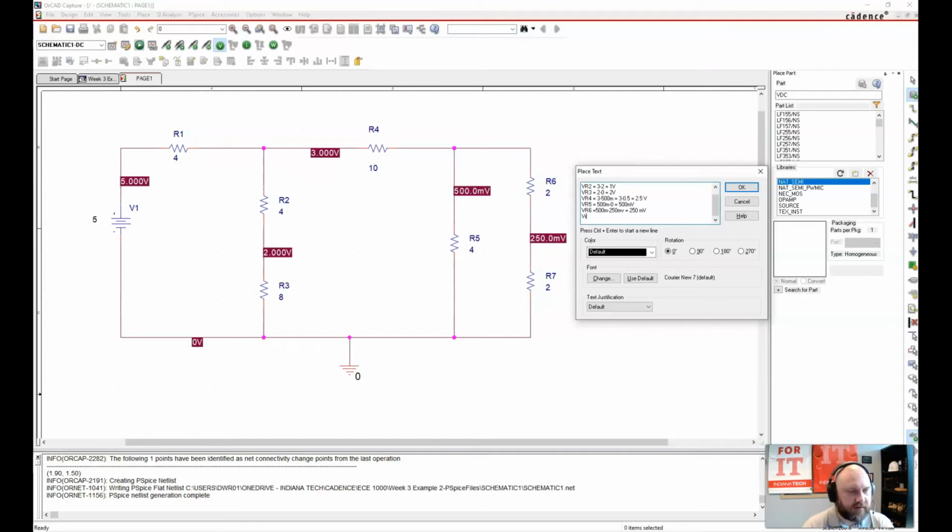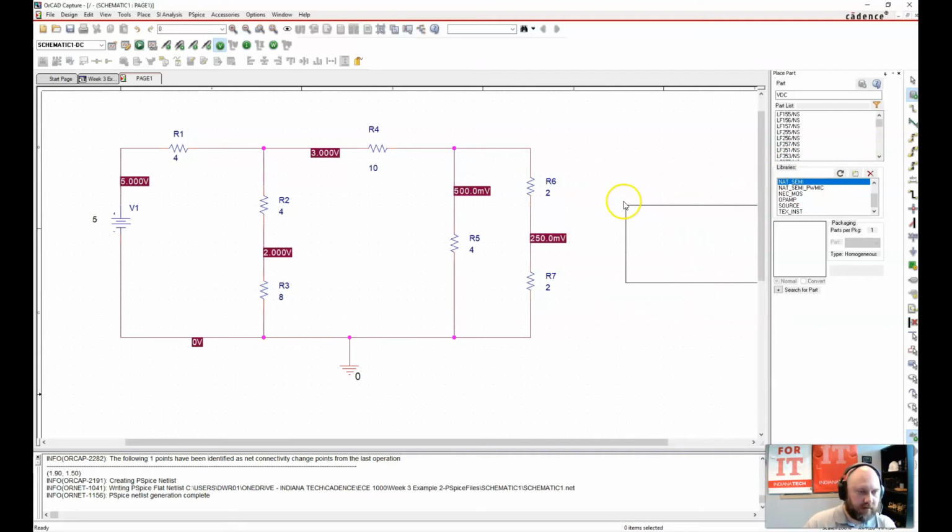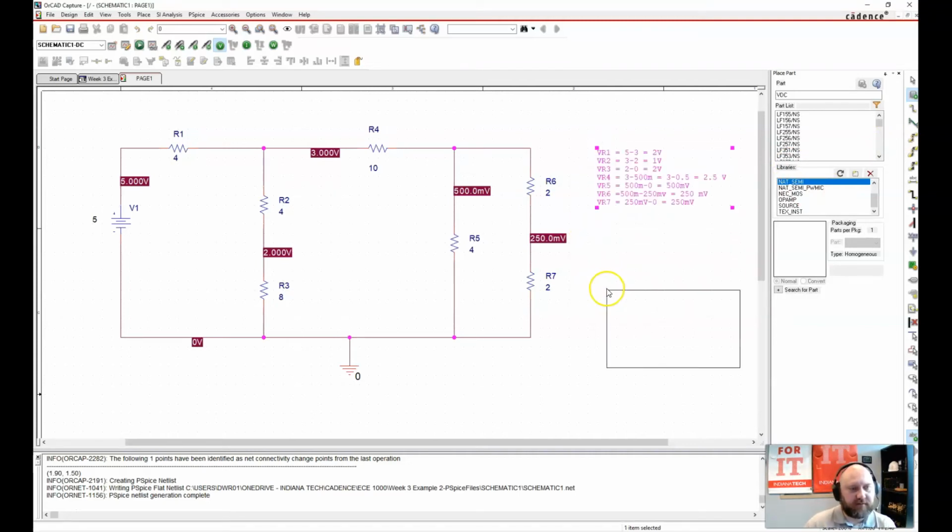And finally, VR7 is 250 millivolts minus 0, which is equal to 250 millivolts. And so I'll just place that right there.